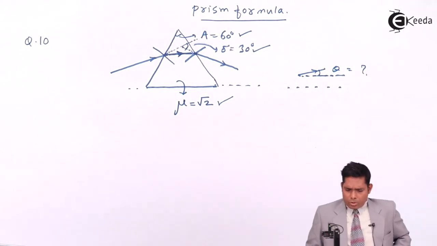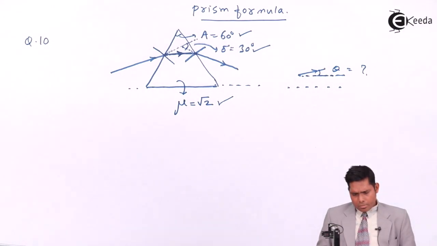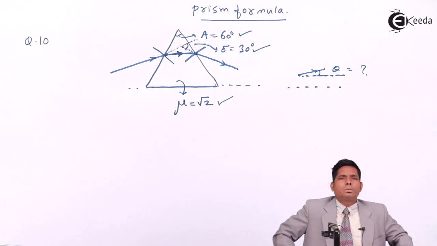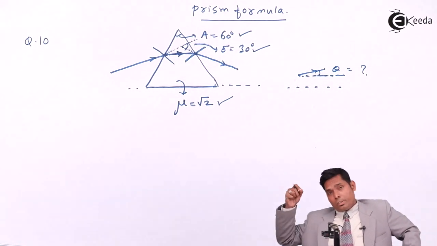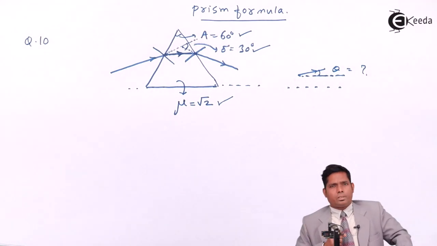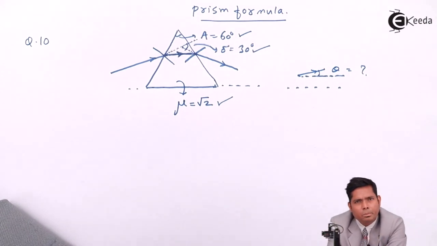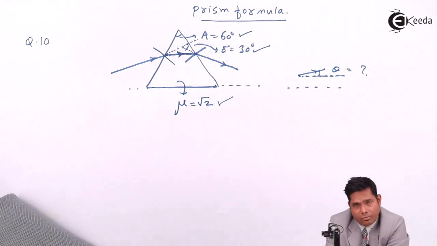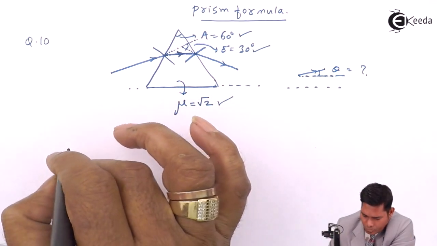Now, because we don't have any idea about the angle of minimum deviation, in case of minimum deviation, the ray inside always travels parallel to the base. It is the case only if that angle of deviation is the angle of minimum deviation. So because I don't know, let us find the angle of minimum deviation first and see if it is equal to this, or less than that, or greater than that. So, solution.